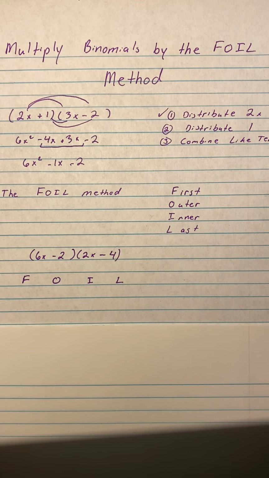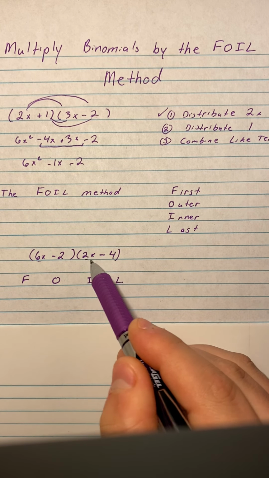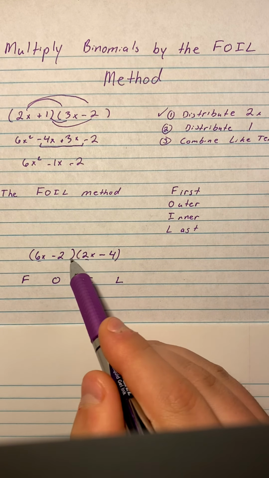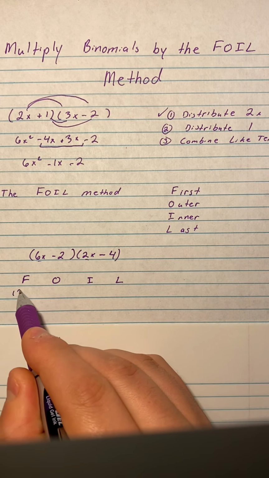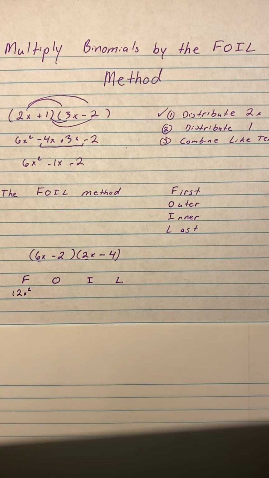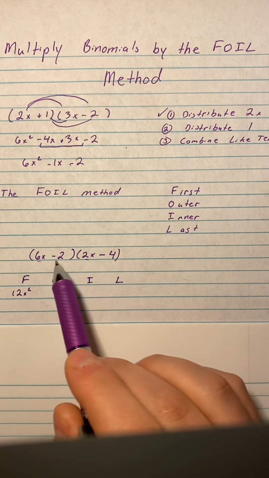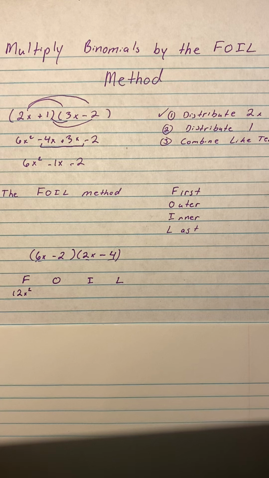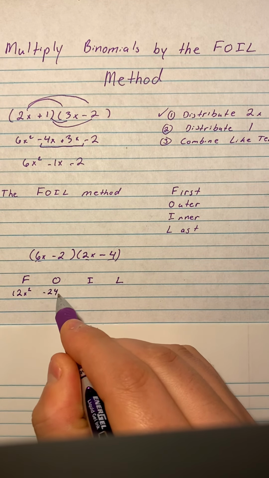The first thing we should do, the F stands for the 2 first terms. That's the 6x and the 2x. So I'm going to multiply the 2 first terms together, the first term in each set of parentheses. So F stands for first. 6x times 2x is 12x squared. The O stands for the outer terms on the very outsides of the parentheses. So the farthest ones away. That's going to be 6x times negative 4. Well, 6x times negative 4 is going to be negative 24x.